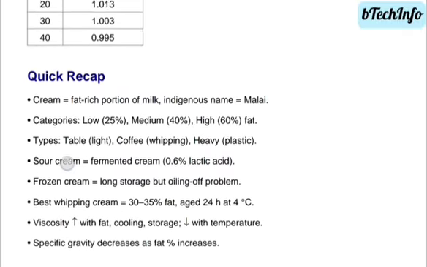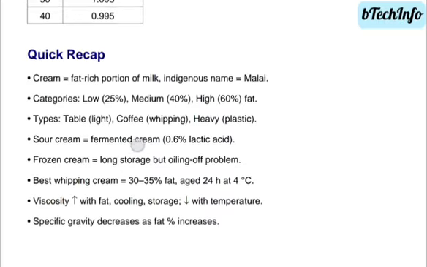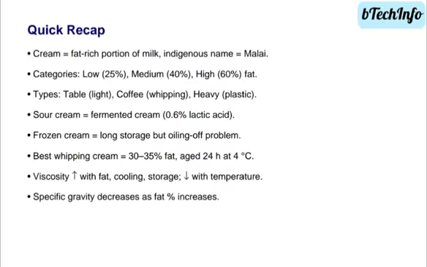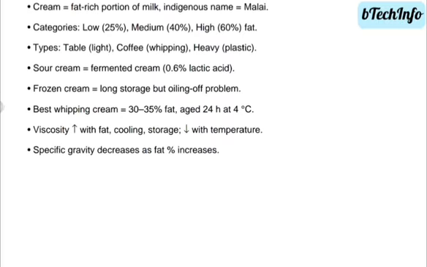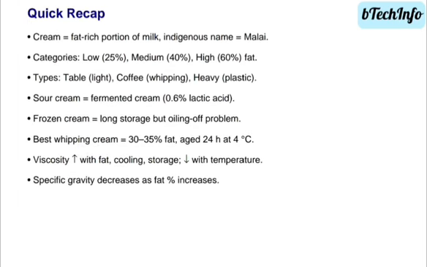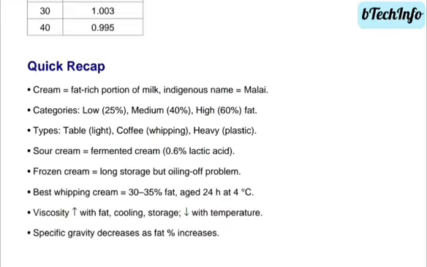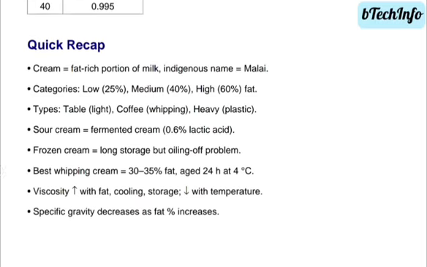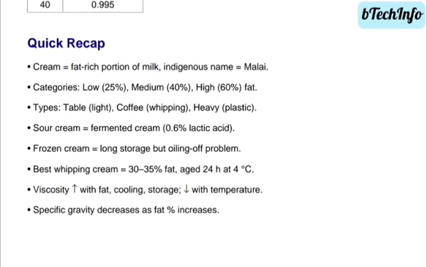Sour cream is a fermented cream, and lactic acid means acidity is 0.6%. Frozen cream, long storage but oiling off problem. Okay. Best whipping cream has a fat content of about 30 to 35% and is aged at 4 degrees Celsius for 24 hours. Viscosity increases with fat, cooling, and storage, and decreases with temperature. Okay, and specific gravity decreases as fat content increases.